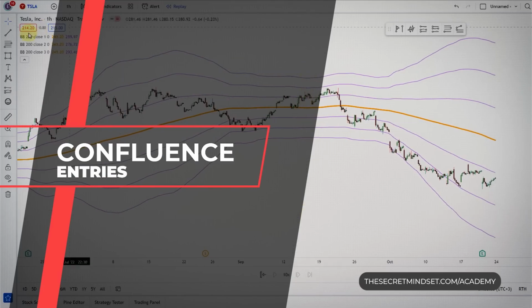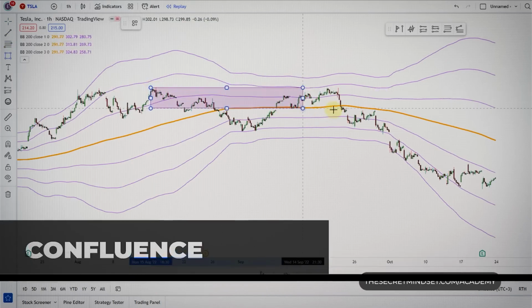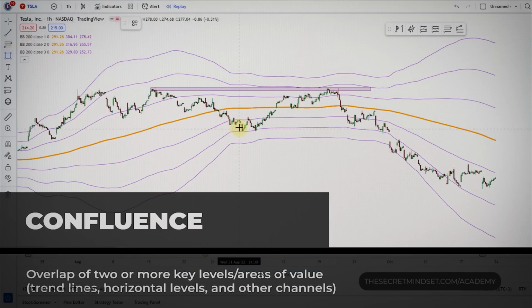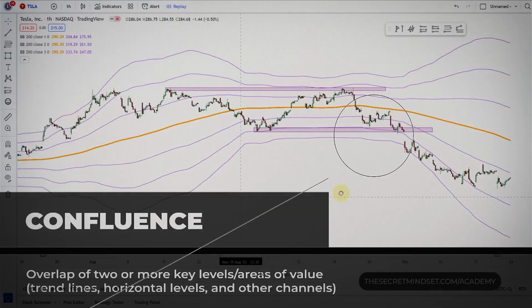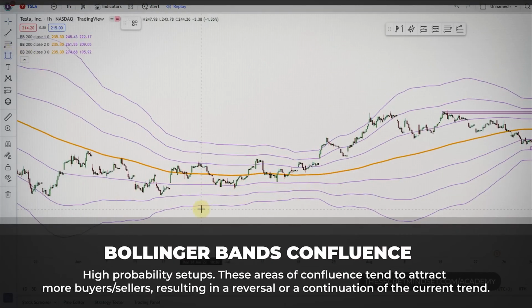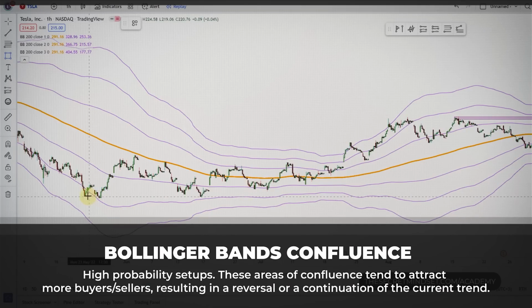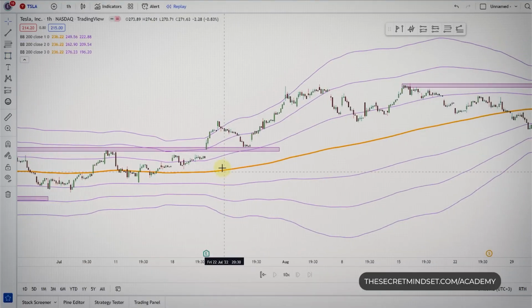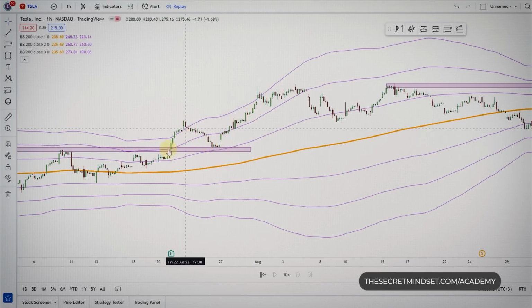As always, I rely on confluence. The term confluence refers to the overlap of 2 or more key levels or areas of value. These can be trend lines, horizontal levels, and even other channels. Let's use simple support and resistance levels. Looking for overlaps of key levels with Bollinger Bands is an excellent way to find high probability setups. These areas of confluence tend to attract more buyers or sellers, resulting in a reversal or a continuation of the current trend. With this confluence, you are basically finding pullbacks in a strong trend.